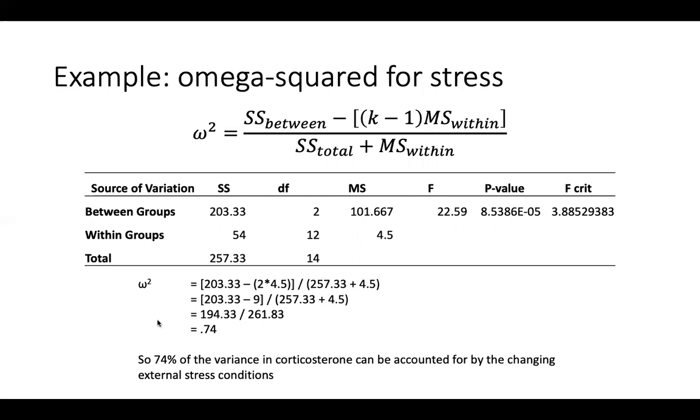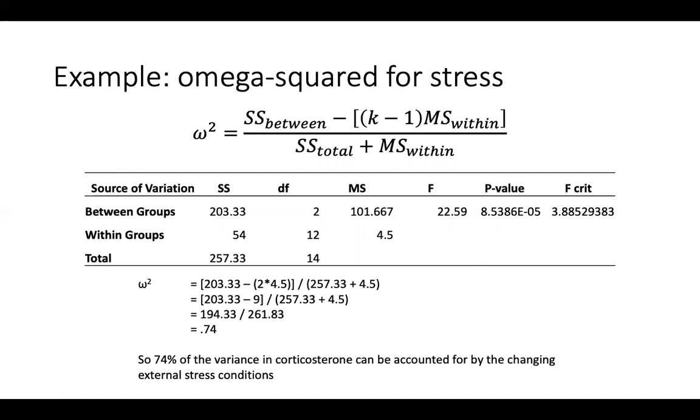So we can say that 74% of the variance in corticosteroid levels in our experiment can be accounted for by the changing external stress conditions. So essentially we're saying 74% of the variance in people's corticosteroid levels can be accounted for or explained by the different, essentially the group that they were in. What time in the semester did we measure that?